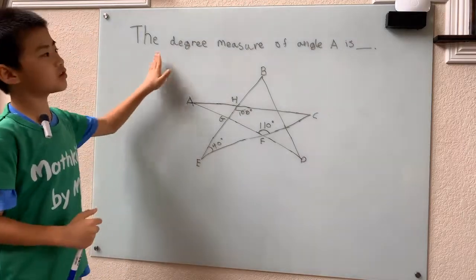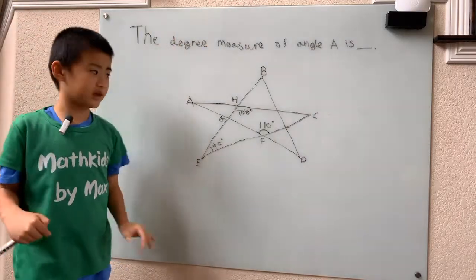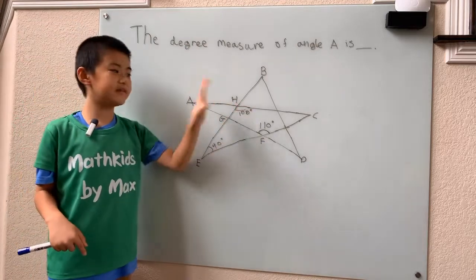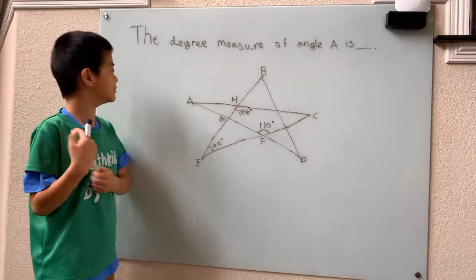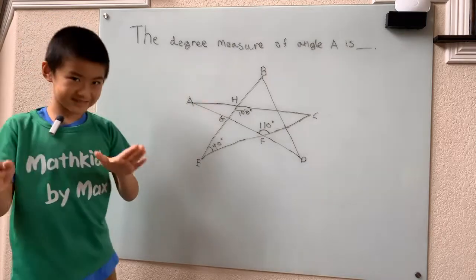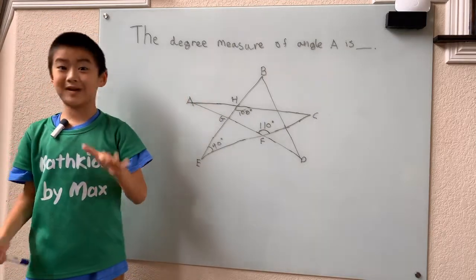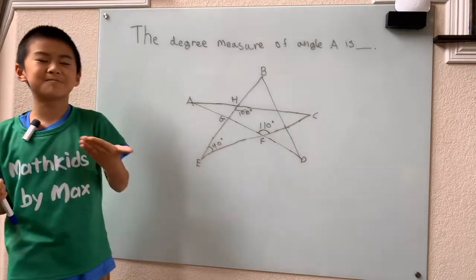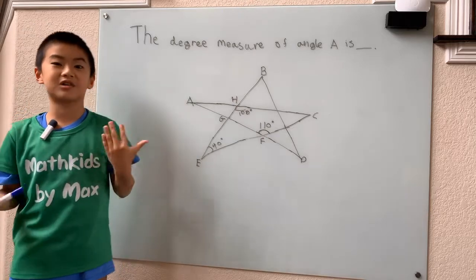The degree measure of angle A is blank. Now you can probably tell that this is an AMC 8 problem. Well, here's the thing. I'm going to tell you a secret about how most first problems on contests are written.